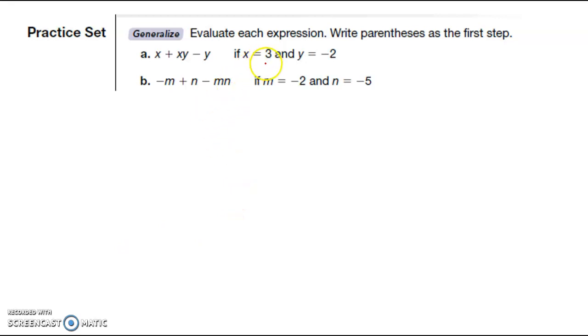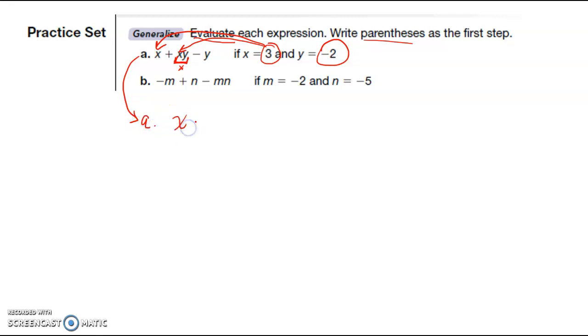Okay, so 91 practice set, what we're going to do is it says evaluate each expression, and it says write parentheses as the first step. That's really not a requirement, but we'll see how we do it as we go. So everywhere there's an x, I'm going to put a 3. And everywhere there's a y, I'm going to put a -2. Keep in mind that this xy here, because there's no operator between them, is multiply. So let's go ahead and put a down here.